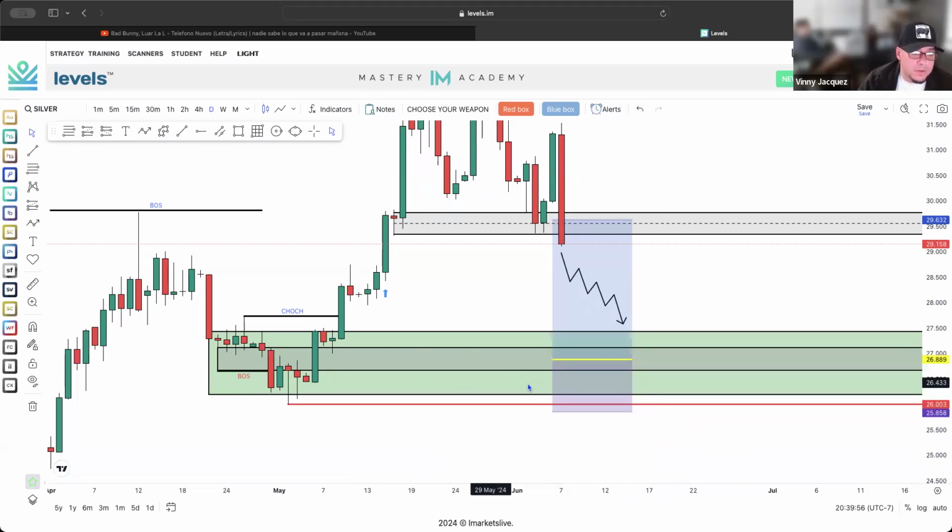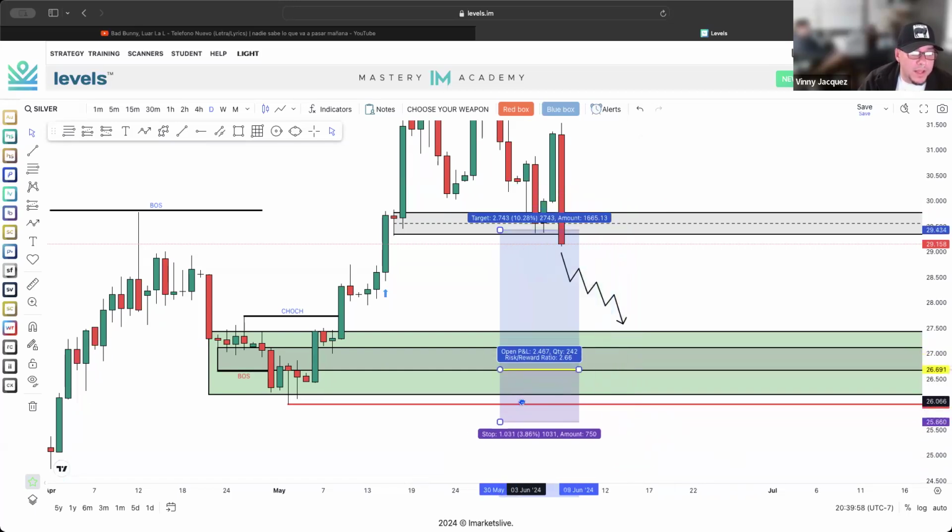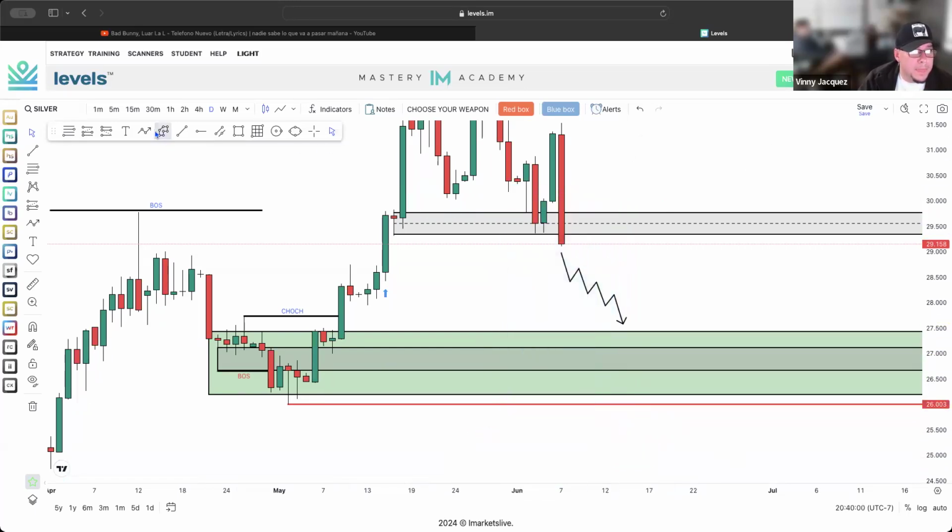It doesn't matter where you enter in here. Obviously, if you're waiting, well, I would be waiting for sure. This is a higher time frame. This is my macro setup. So I'm going to be on the 1 hour eyeballing this market structure. As soon as the market gets in here, guys, I'm eyeballing this market structure.